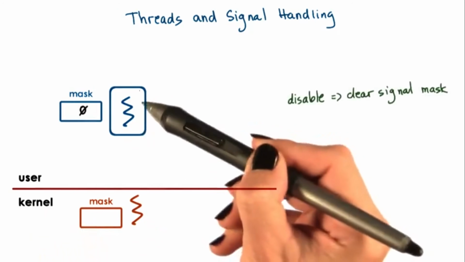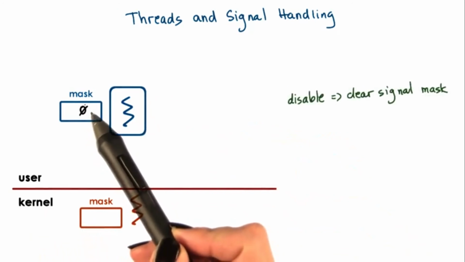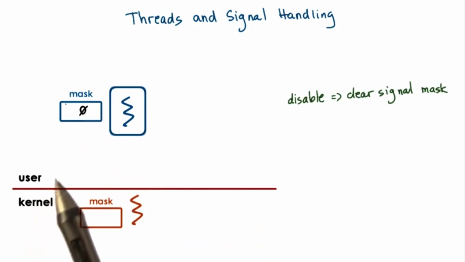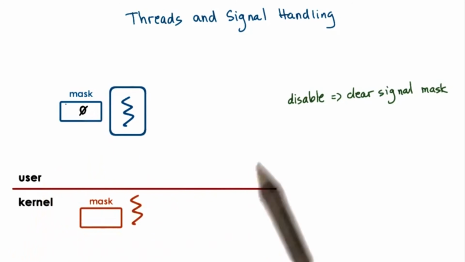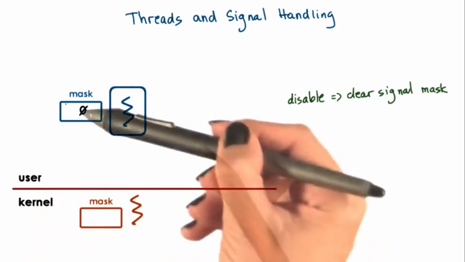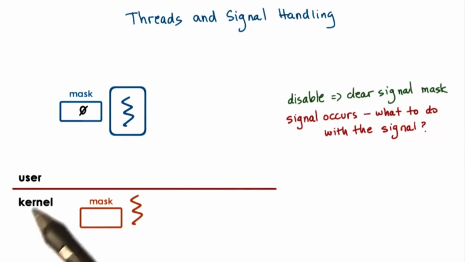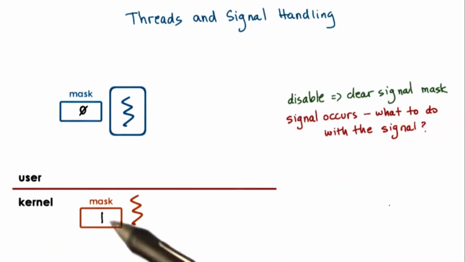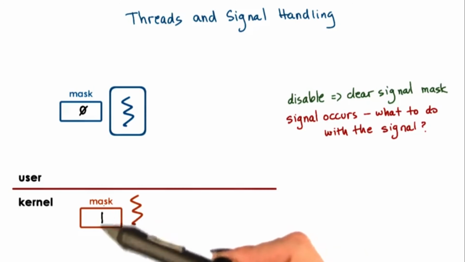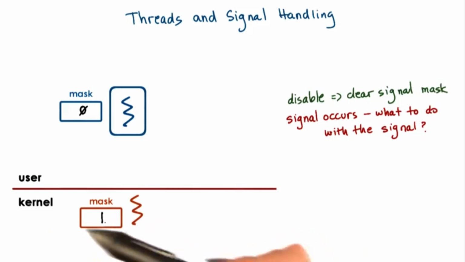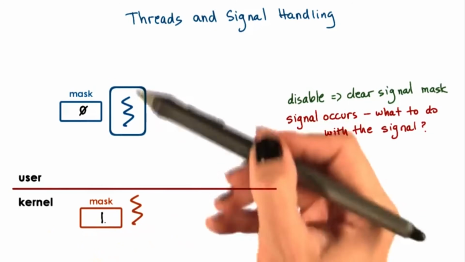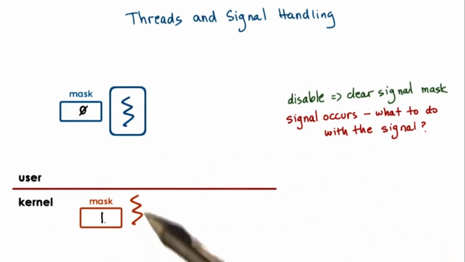Now, when a user-level thread wants to disable a signal, it clears the appropriate bit in the signal mask, and this is happening at user level. This mask is not visible to the kernel. Now, when a signal occurs, the kernel needs to know what it should do with the signal. It is possible that the kernel-visible signal mask has that bit still set as 1, so the kernel thinks that the signal is enabled as far as this particular process, this particular thread is concerned.